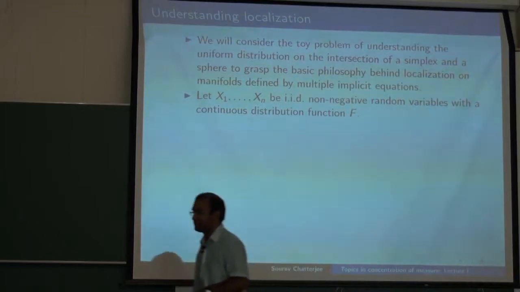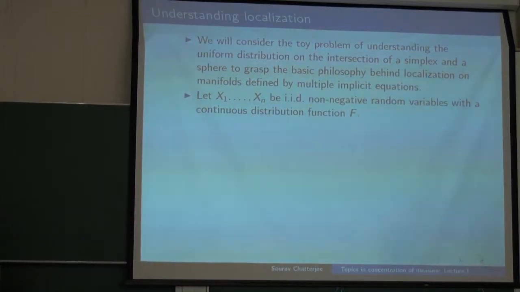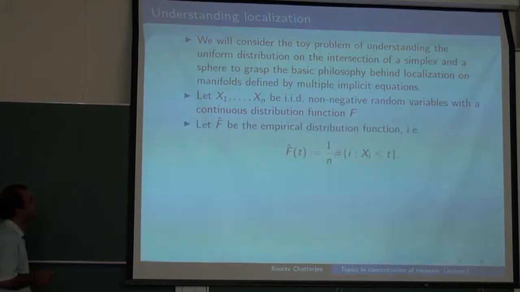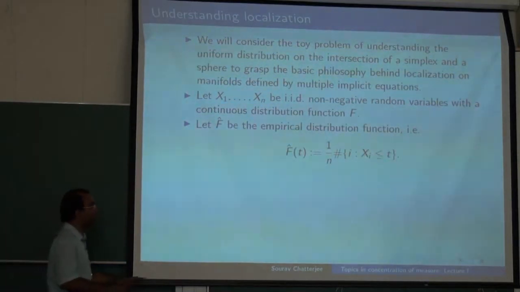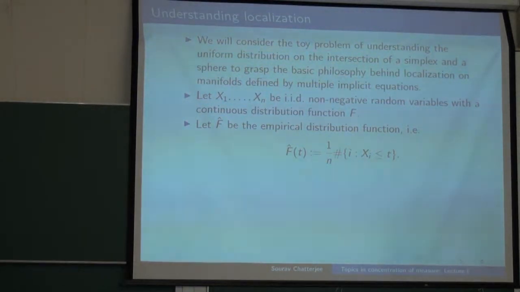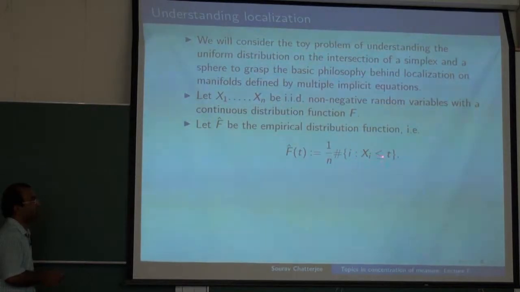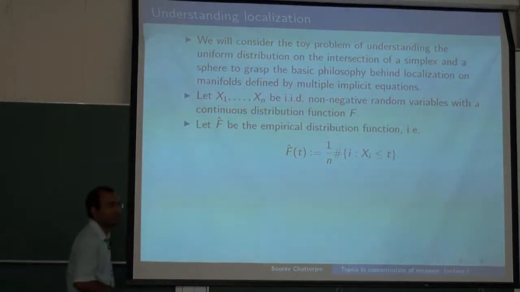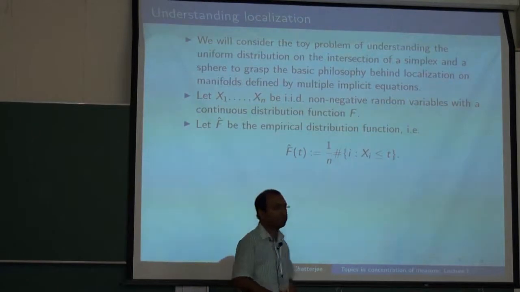So suppose x1 to xn are IID random variables with a common distribution function F, and this is a continuous CDF. Even if you have lost track, you can come back. What I'm going to show in this slide and the next few is a very simple line of argument. Let F hat be the empirical distribution function. So F hat of t is the proportion of values that are less than t. This is something that statisticians use all the time.